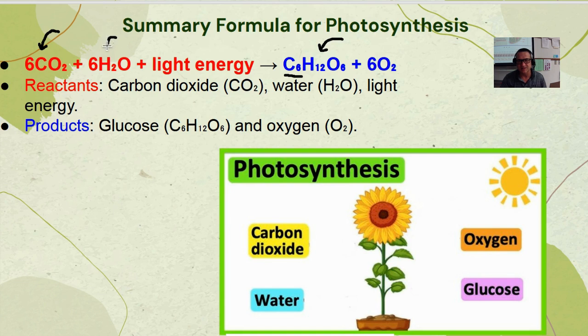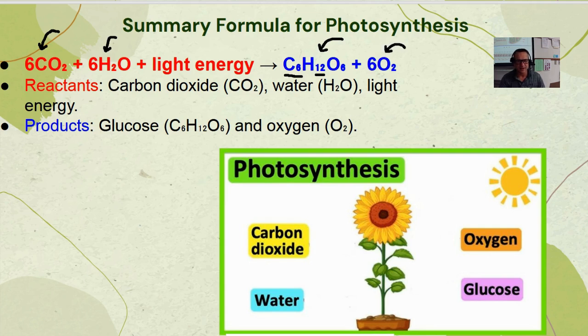It also takes six molecules of H2O. Why six again? Well, look, we need 12 hydrogens to make one glucose. Plants do. So if you have six molecules of H2O, since each water has two hydrogens, six times two is 12. So you need six molecules of water in order to make a glucose. And you can also see plants also make six molecules of O2.